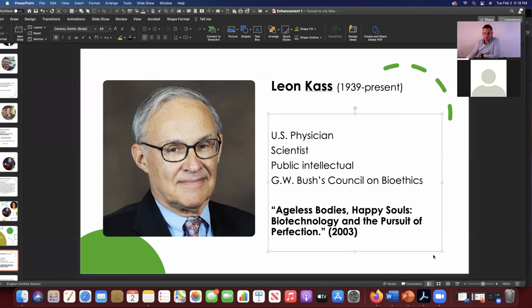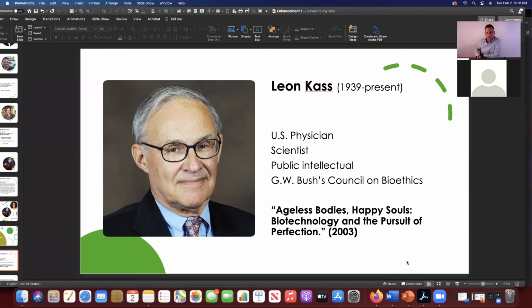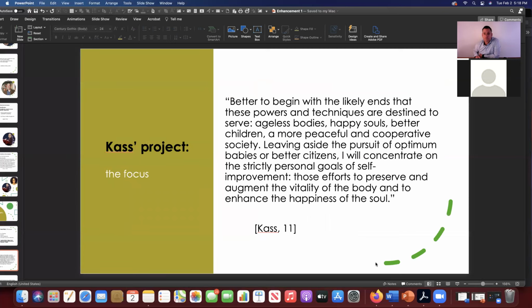Okay, this is one thing that George W. Bush ultimately took some heat for from a large percentage of our population here in the U.S. So the paper from Kass is Ageless Bodies, Happy Souls, Biotechnology in the Pursuit of Perfection, from 2003. So this would have been while the second Bush, George W. Bush, was president. Bush won the presidency the first time in 2000. He was president until 2008. So here's Kass's project, the focus of the project.